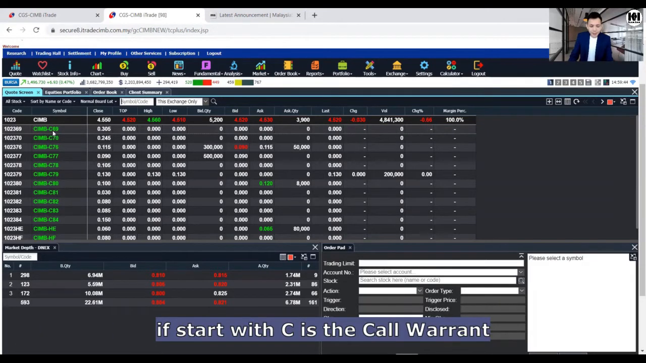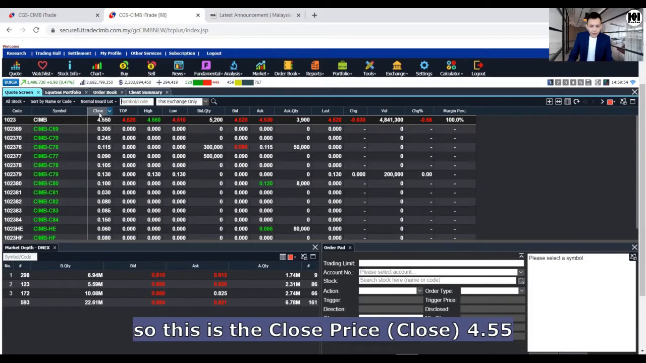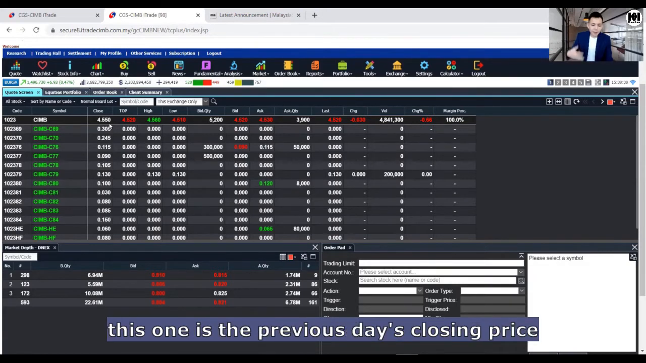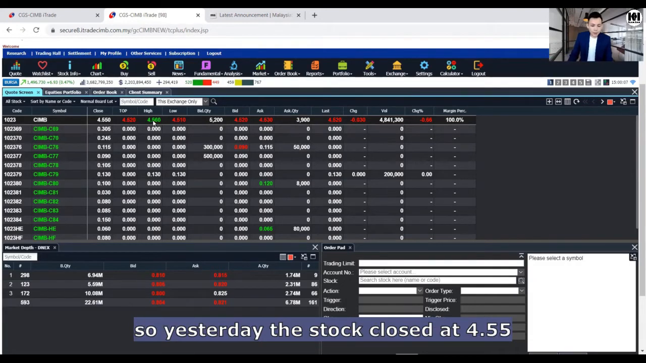If it starts with C, it is a call warrant. If H, it is a put warrant. So this is the close price, 4.55. This one is the previous day closing price. Let's say this one is for today. So yesterday, the stock closed at 4.55.